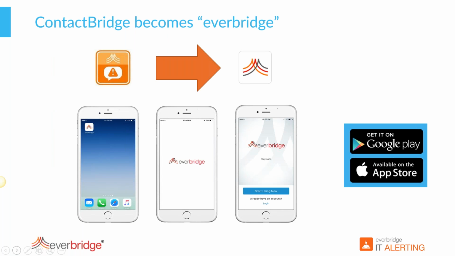Another improvement is about rebranding. You may have noticed on your smartphone that if you have application auto-update, you now have a new logo for the mobile app, the Everbridge mobile app. And actually, we've rebranded the app, and we've changed the name. So Contact Bridge becomes Everbridge, and it's now available on Google Play and Apple App Store. If it's already installed, it will automatically update the application with the new look and feel.